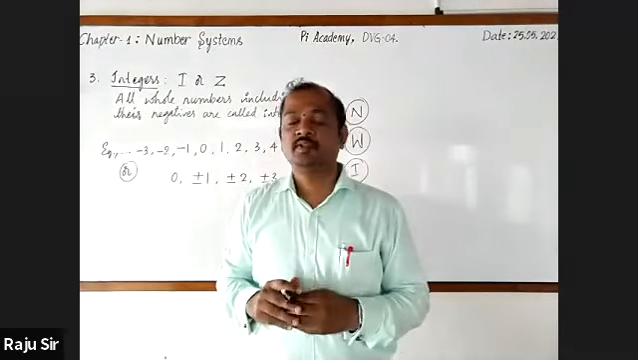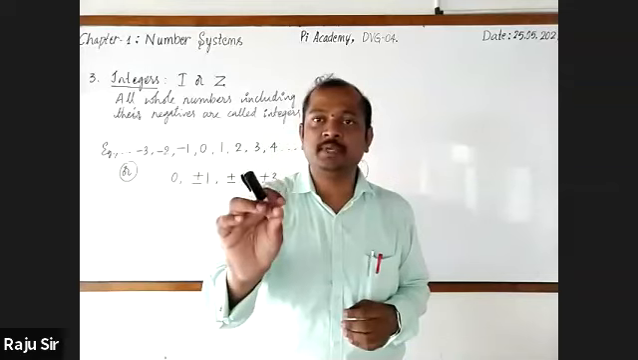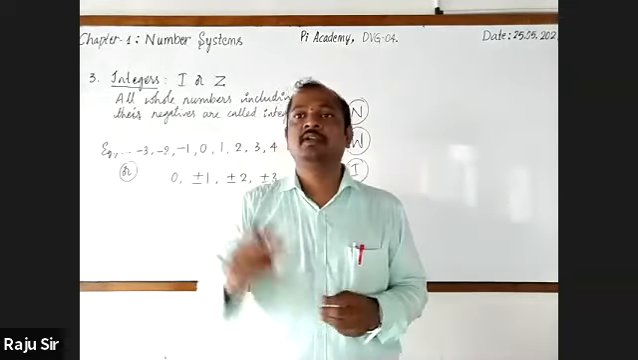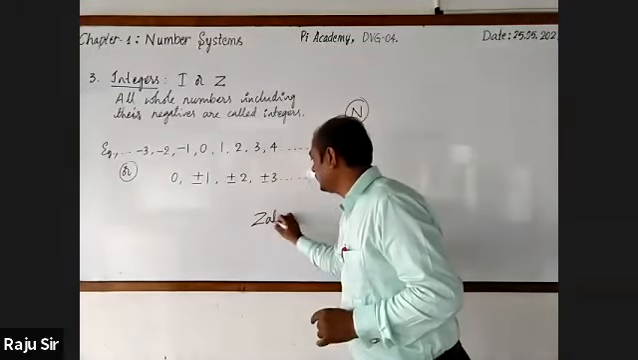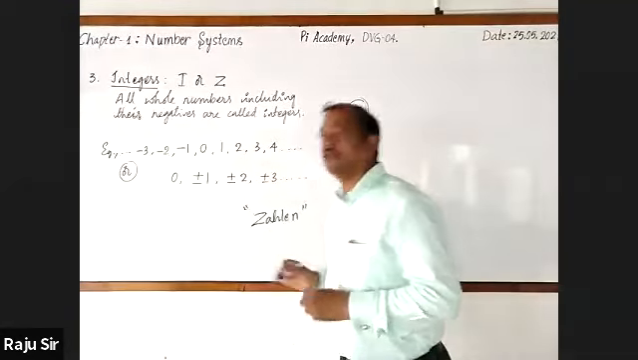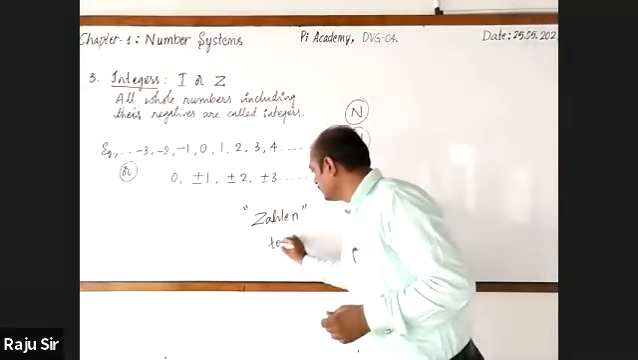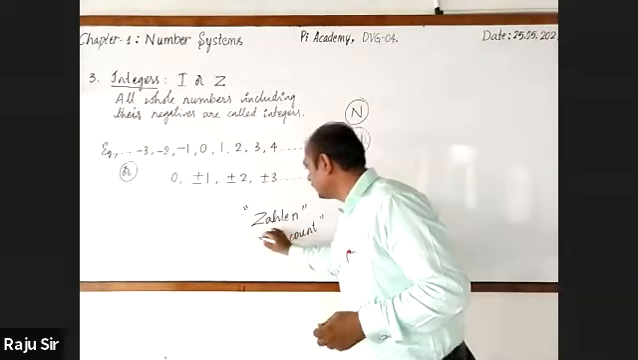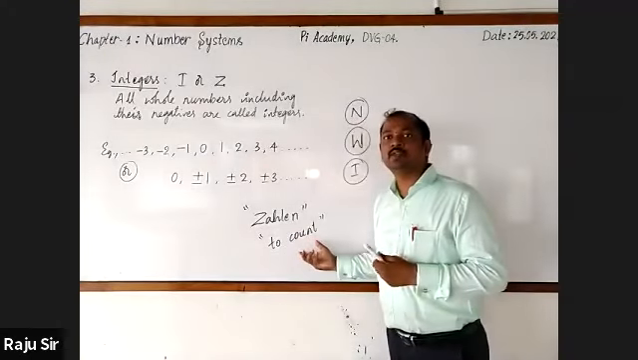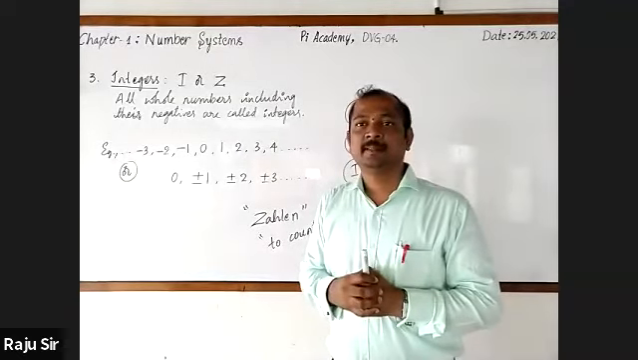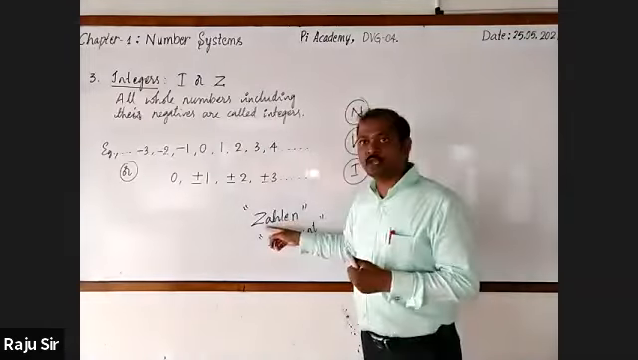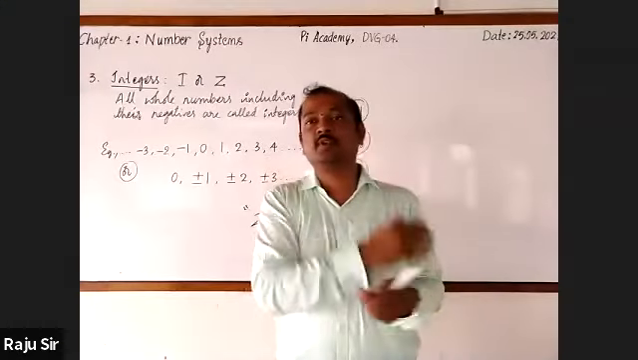Listen to me. You said that the letter Z has been taken from the German word Zahlen. Don't copy, just look at the word. Z-A-H-L-E-N. The meaning of Zahlen is to count. But dear students, you just think about it. For counting numbers, will you go for using negative numbers? No. Then this letter could have been taken for natural numbers, no? Because the counting numbers are 1, 2, 3, 4, and so on.